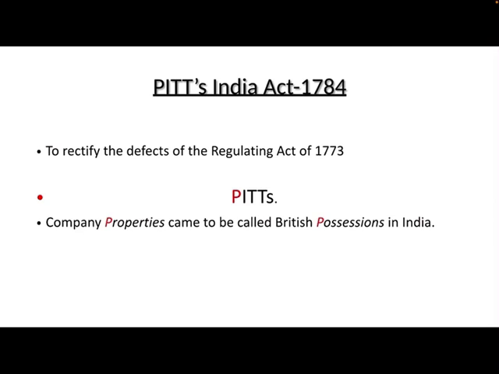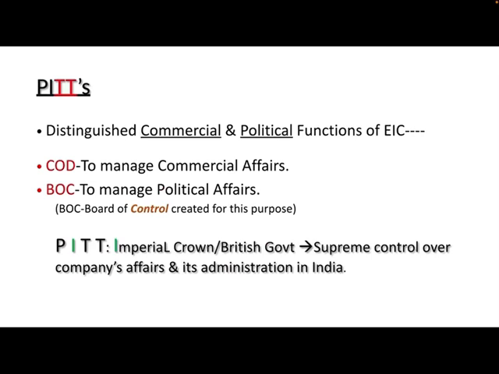See, in Pitt's we are taking PITTS. The P I am showing in red color. So you should imagine company's properties. P came to be called British possessions. Earlier they were under the company. Now whatever the company is having will be under the British government or the British Empire. You can say that is, company's properties became British possessions.